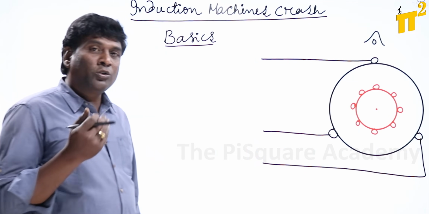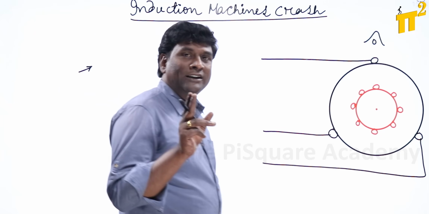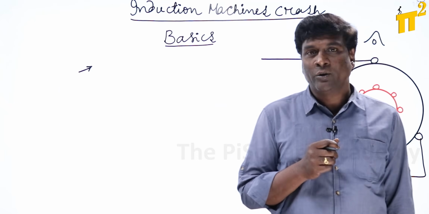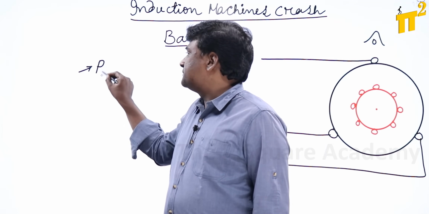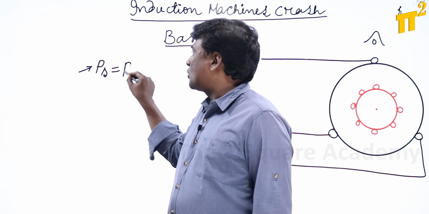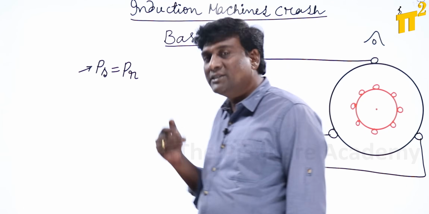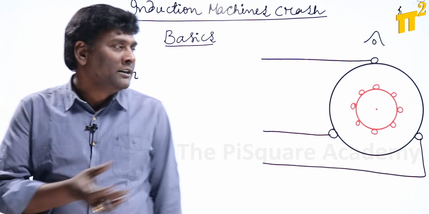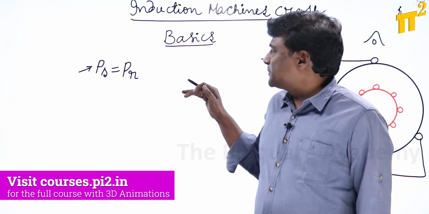Now, in order to have continuous electromagnetic torque in all rotating machines, two conditions we have to meet at any cost. The first condition: the number of poles of stator and the number of poles of rotor should be the same, independent of the machine. It can be an induction machine or DC machine or synchronous machine. This condition has to be met, and one question can be expected here.